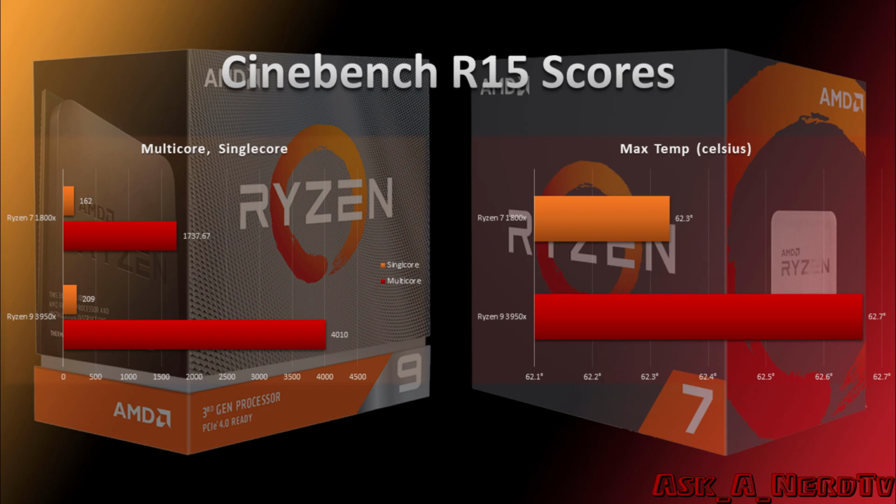For our next test, we have Cinebench R15, where the 1800X scored 162 points on single core and 1,737 points on multi-core, with the 3950X scoring 209 points on single core with 4,010 points on multi-core. This time things look a little better on the temperature side, with the 1800X scoring 62.3 degrees Celsius average maximum temperature, with the 3950X scoring 62.7 degrees Celsius maximum average temperature.